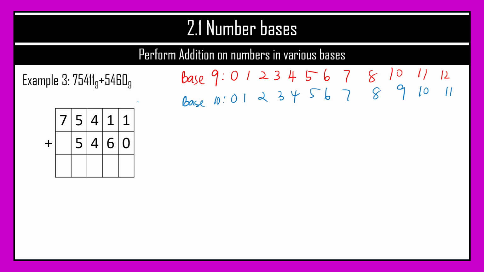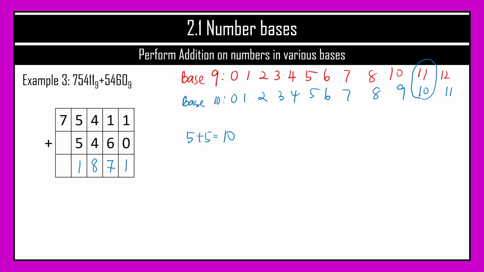Okay, so these are the numbers. So I'm going to add them like we do previously. So 1 plus 0 is 1. 1 plus 6 will be 7. 4 plus 4 will be 8. Now 5 plus 5, we're going to get 10, but this 10 is in base 10. So the corresponding number in base 9 is 1, 1.